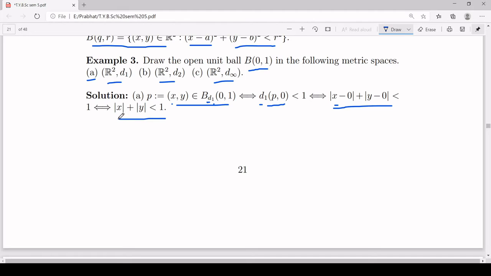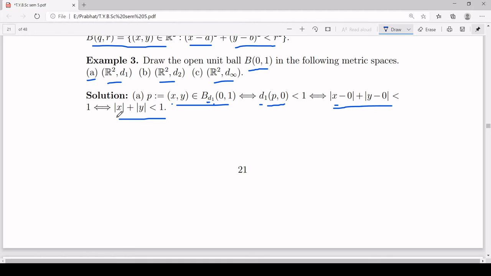Now, depending on the positivity and negativity of x and y, you will have four inequalities here. If x and y both are positive, it is x plus y less than 1. If x is negative and y is positive, you have minus x plus y less than 1. And similarly, x minus y less than 1 and minus x minus y less than 1.